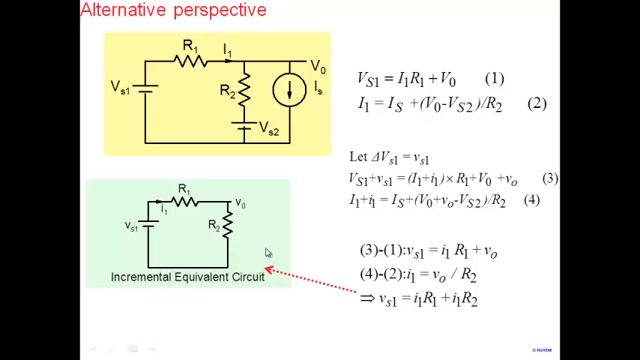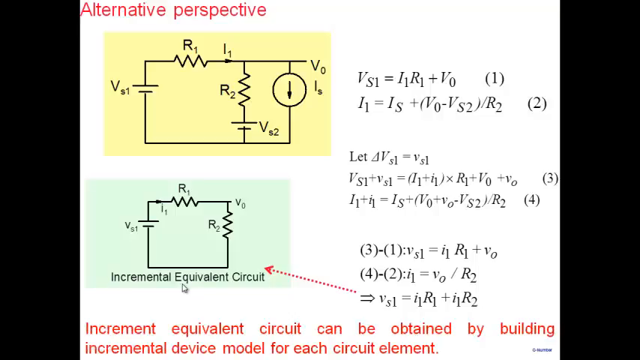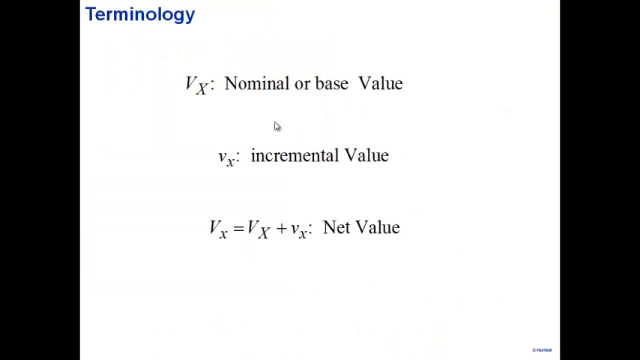So what we have done is show you, through a particular example, the importance of building an incremental equivalent circuit. How do we build an incremental equivalent circuit? Well, a general method is to build an incremental model for every element in the circuit. An incremental circuit is made up of incremental models of the circuit elements. Example. So, just some terminology.